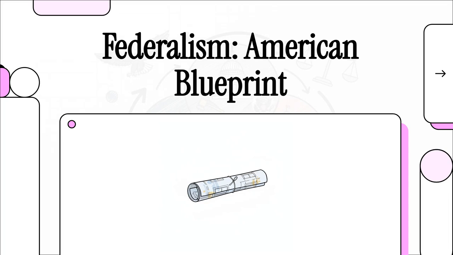What if I told you that the entire US government was built from a single, really revolutionary blueprint? Well, that blueprint is called federalism. And today, we're going to unroll it and see exactly how this thing was put together.